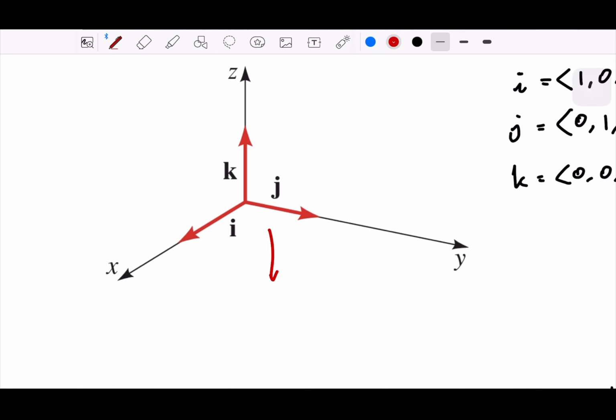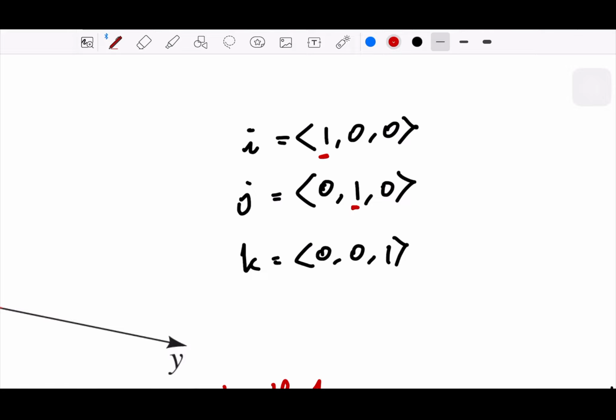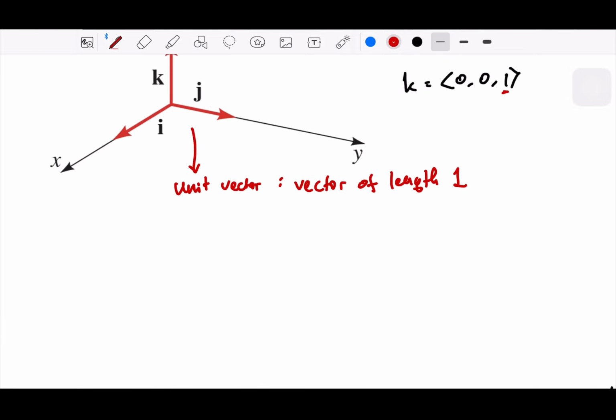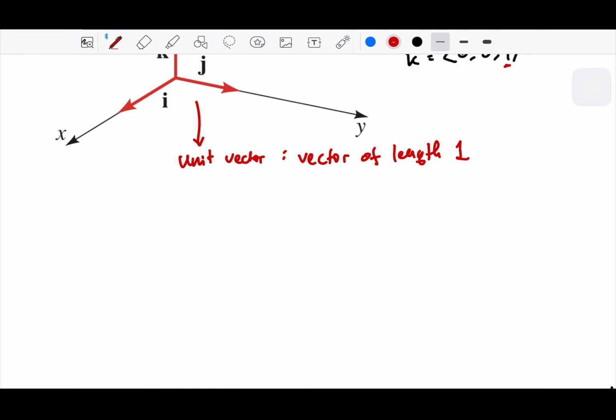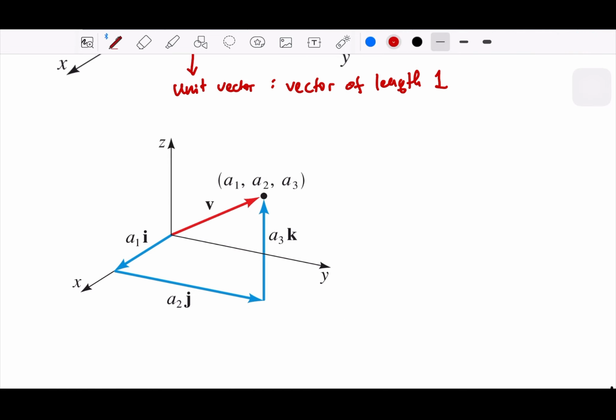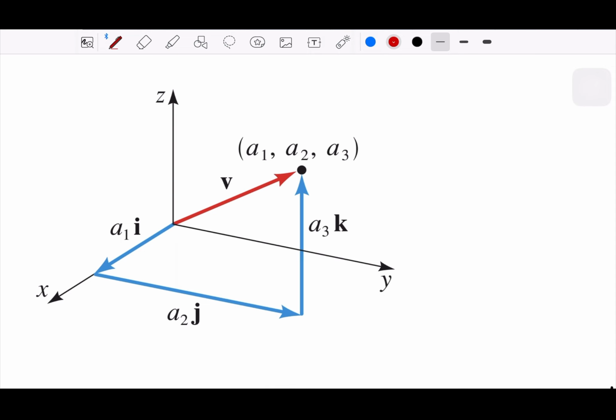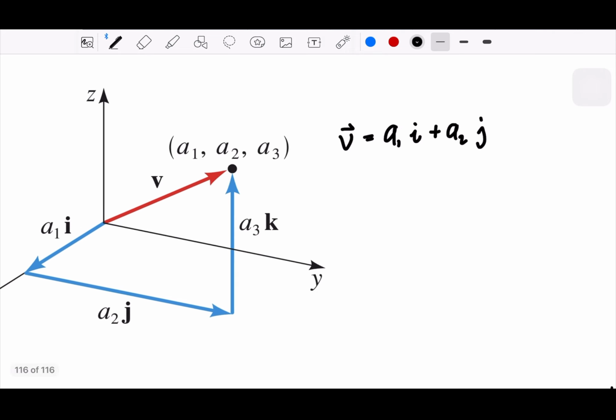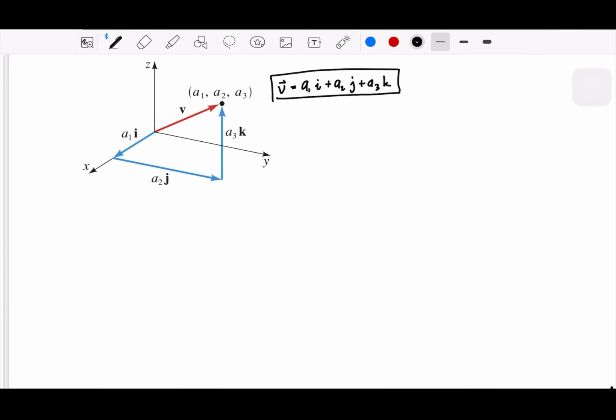So recall that unit vector is of length 1. So that's why it's 1 unit on x, 1 unit on y, 1 unit on z. And we could describe the coordinate in space with vectors using the unit vector as in this. So we could describe the vector v using a1i plus a2j plus a3k. So we can express the vector in terms of i, j, and k.